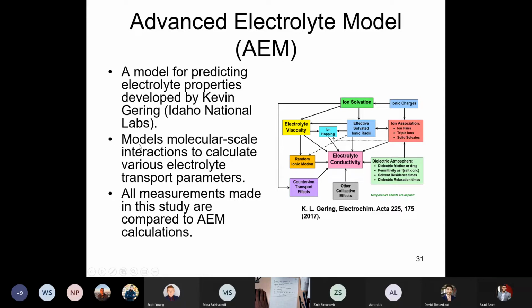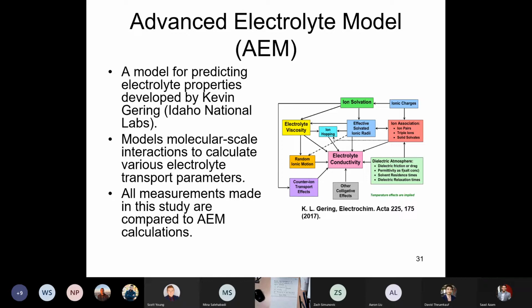So he uses DFT type methods to calculate certain parameters of solvents and salts, and then he models the molecular scale interactions to calculate various electrolyte transport parameters. And he has written several papers on his model. Anyway, we thought, wow, it'll be a lot easier to just calculate things than measuring them. It'll take much less time, provided we can trust this model.